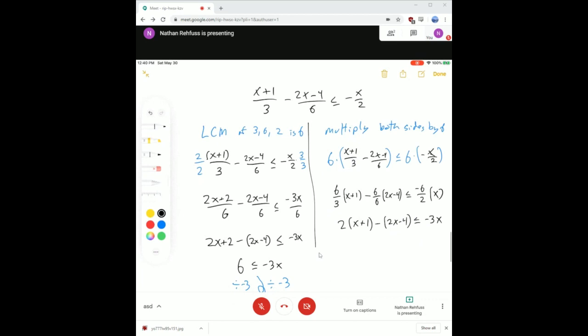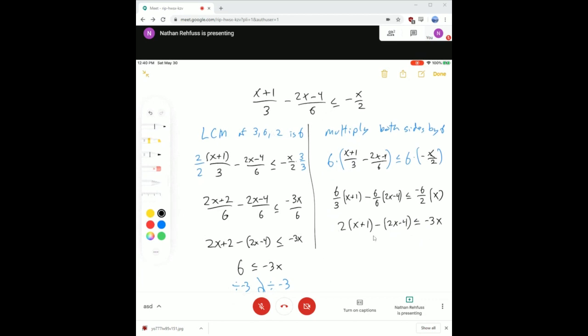If I were doing this in my own notes, just with what I know of math, I would go straight from here to here because I'd say, all right, 6 is the biggest denominator.